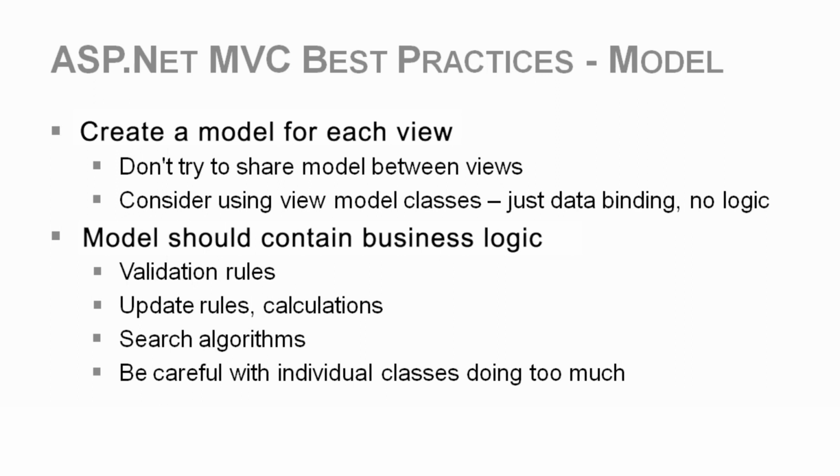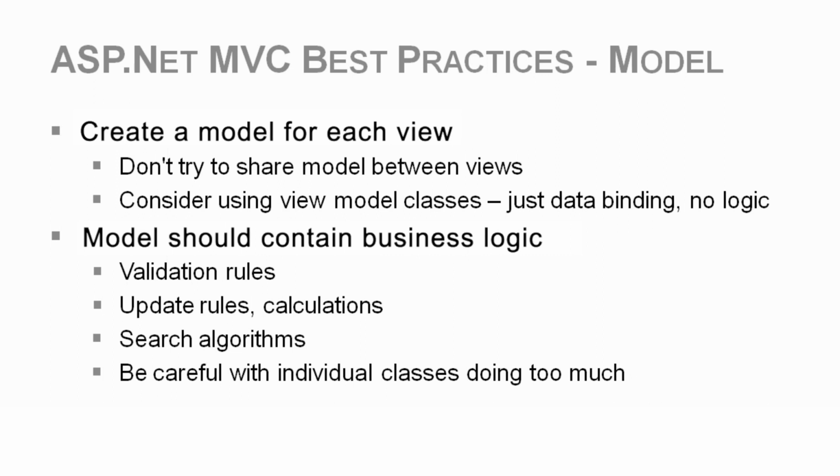You might also consider just using view model classes. View model classes just do the data binding. They're effectively storage classes. They don't have any logic behind them. And those might be the classes that you use in your views. That doesn't mean that the model as an overall layer doesn't have any validation rules or business rules. It just means that the particular classes that the view uses for the model are storage classes just for data binding. The model layer as a whole should definitely contain the business logic.